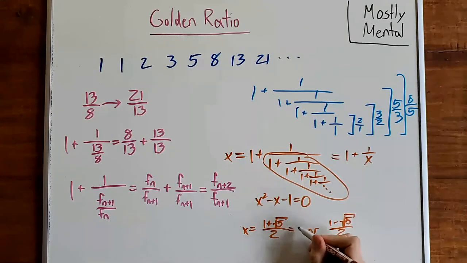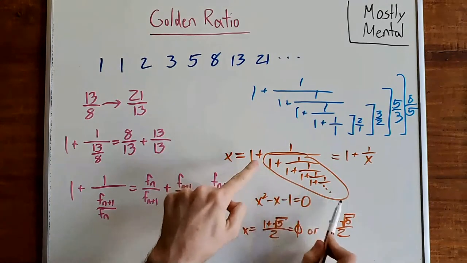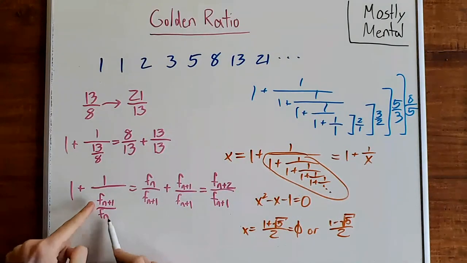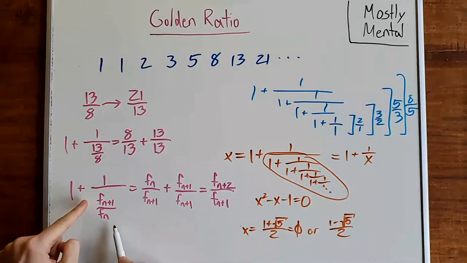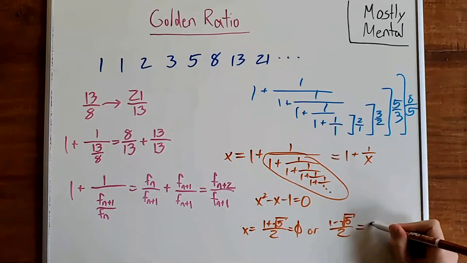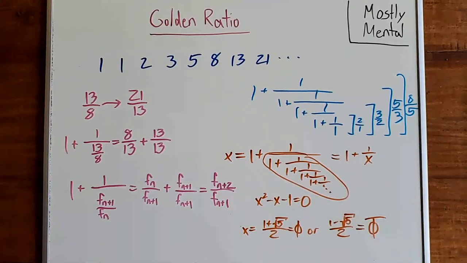And as we said a moment ago, that's just phi. So what this means is that the limit of this continued fraction here, which is the limit of the ratio of Fibonacci numbers, is equal to phi. We're also going to see this negative root again in a moment, so I'm just going to give it a name, phi bar.